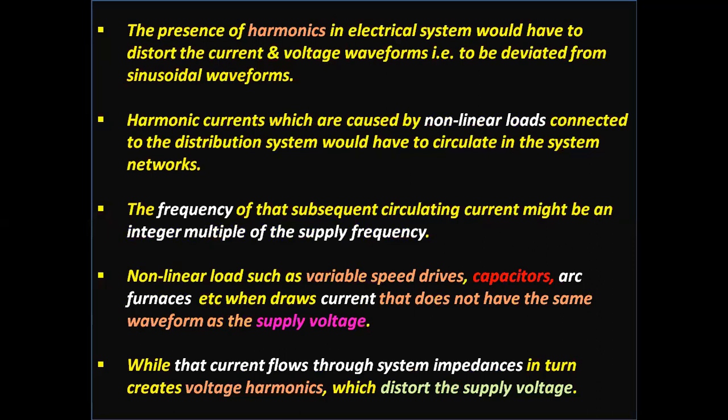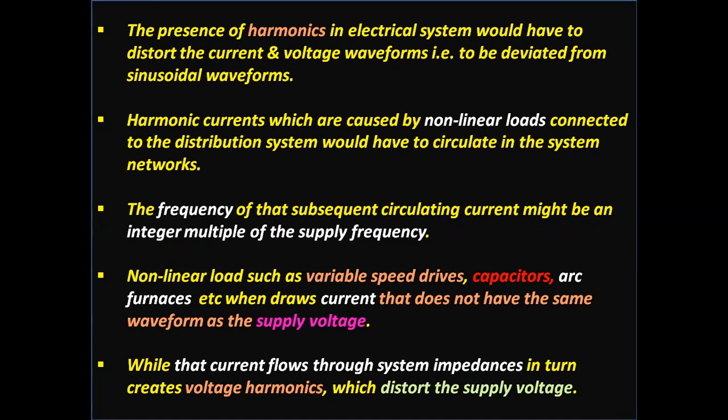The presence of harmonics in an electrical system distorts the current and voltage waveforms, that is, they deviate from sinusoidal waveforms. Harmonic currents, which are caused by nonlinear loads connected to the distribution system, circulate in the system networks. The frequency of that circulating current might be an integer multiple of the supply frequency.